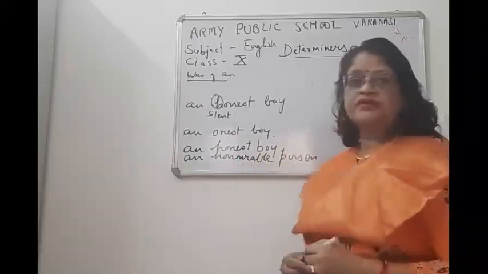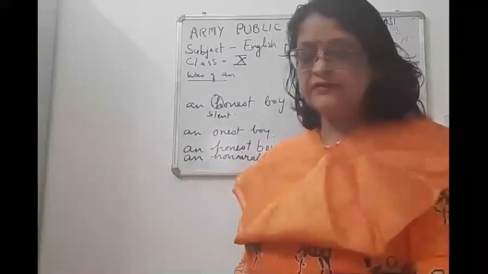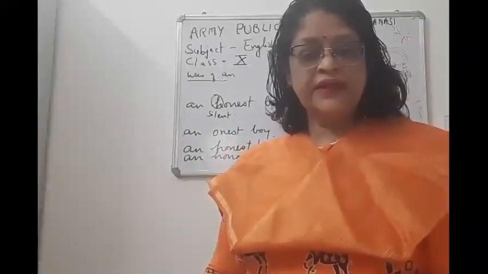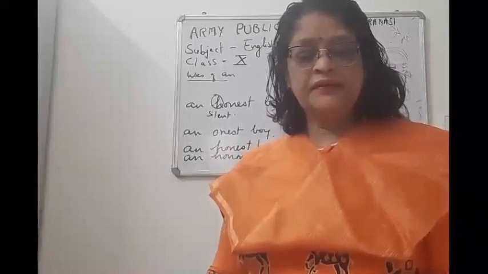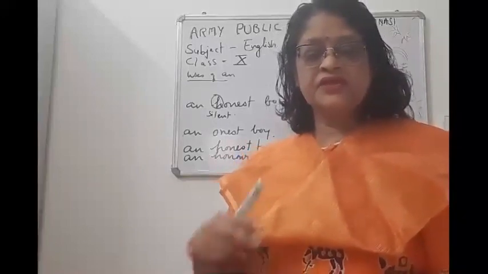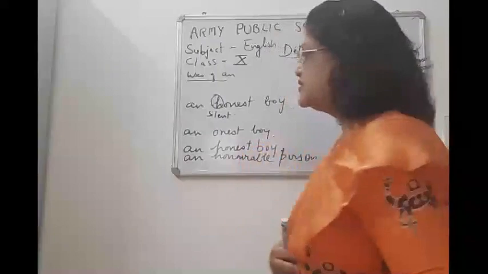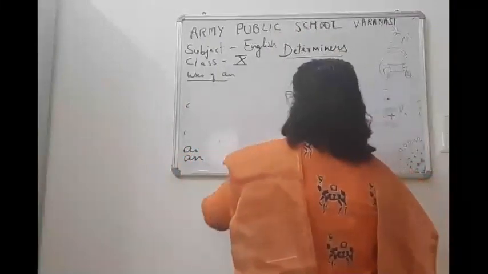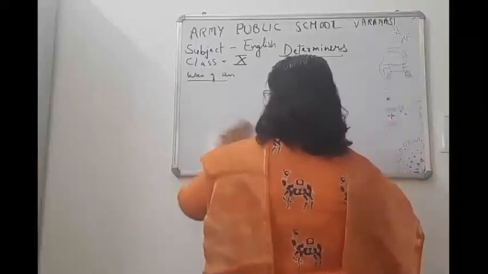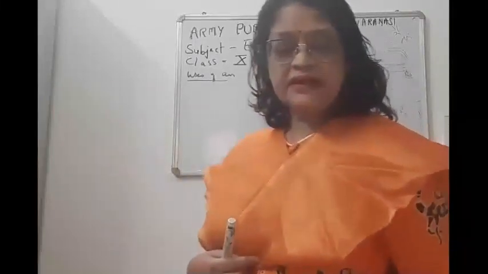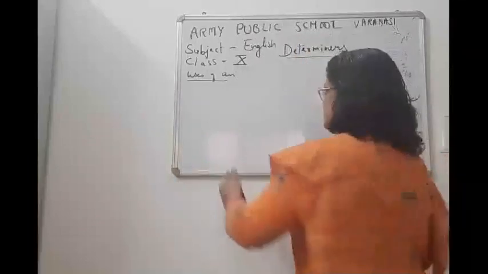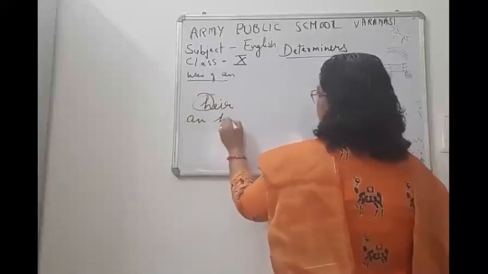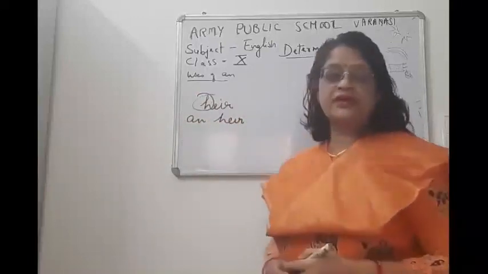Okay. So this is very important, children. All right. So these are some of the uses of an. Such words, children, some start with a consonant sound and some start with a vowel sound. They are: heir, this. So here H is silent. We will write an heir. An heir to the throne.